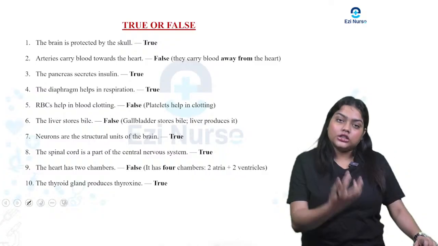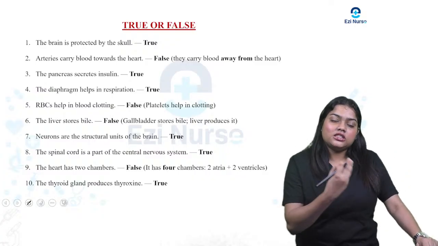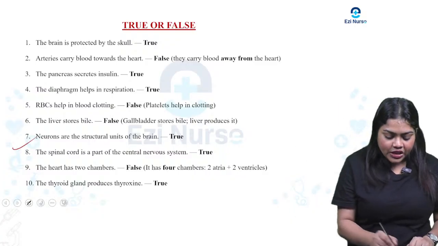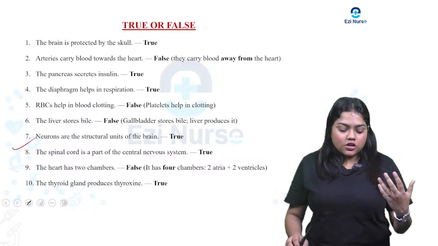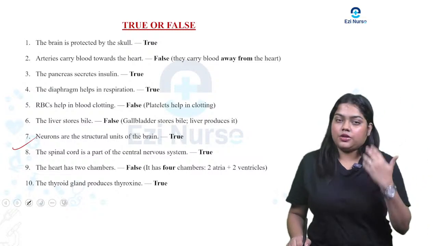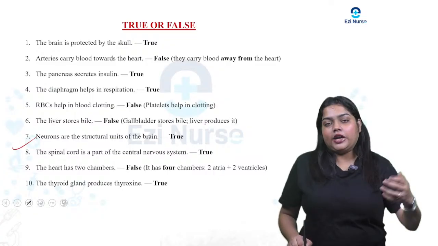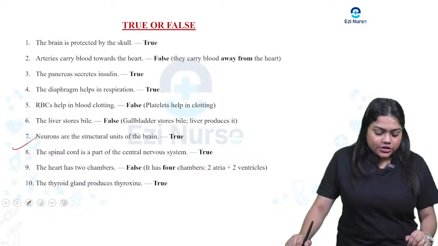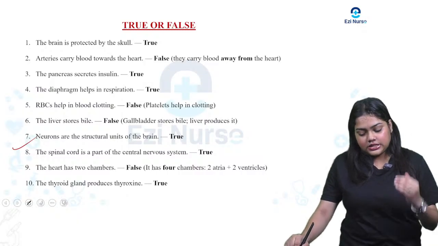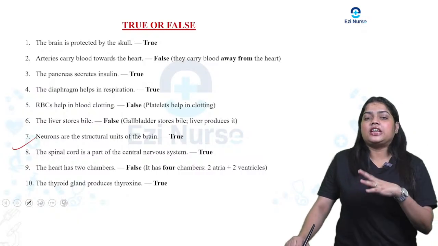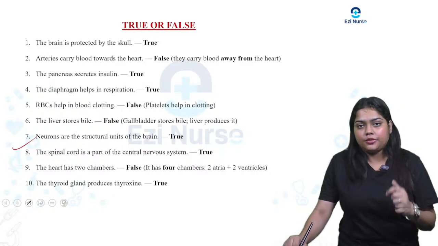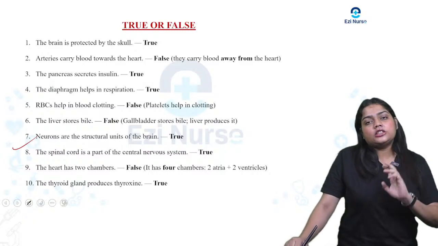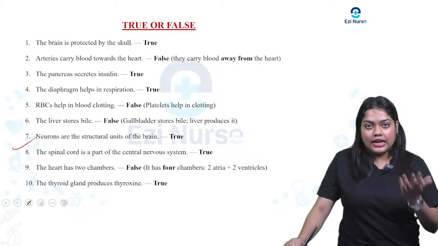But if it is functional unit, the most important one will be neurons. The next one is, the spinal cord is a part of central nervous system, which is again true. Brain and spinal cord both come to central nervous system. The next question is, the heart has 2 chambers. It is false, because we know it has 4 chambers, 2 ventricles, 2 atria, right and left.